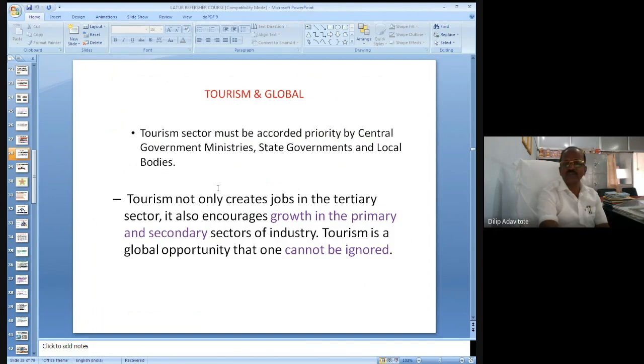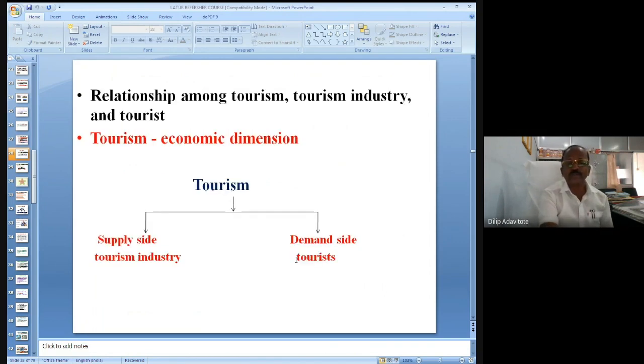And the tourism sector must be accorded priority by the central government, ministry, state governments, and local bodies. They are expecting tourism not only to create jobs in the tertiary sector. The important thing is it creates jobs in the tertiary sector, that is the service sector, but it also encourages growth in the primary sector and secondary sector also. And therefore, tourism is a global opportunity that cannot be ignored.